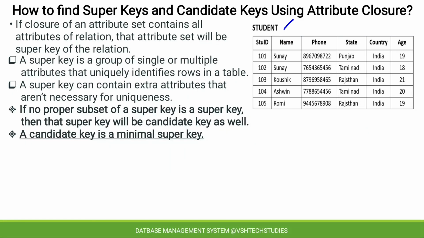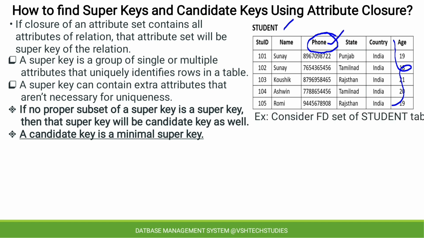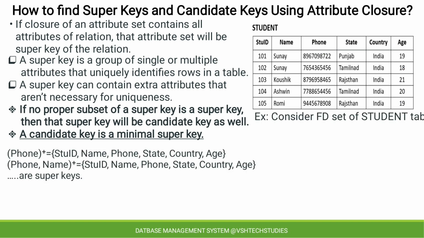So if you observe in this table, phone is also a key attribute. With the value of this, any row can be identified uniquely. Hence phone is also a super key. Then FD set, if you consider, the attribute closure of phone attribute is the set of all attributes in the relation, and hence phone attribute is the super key.